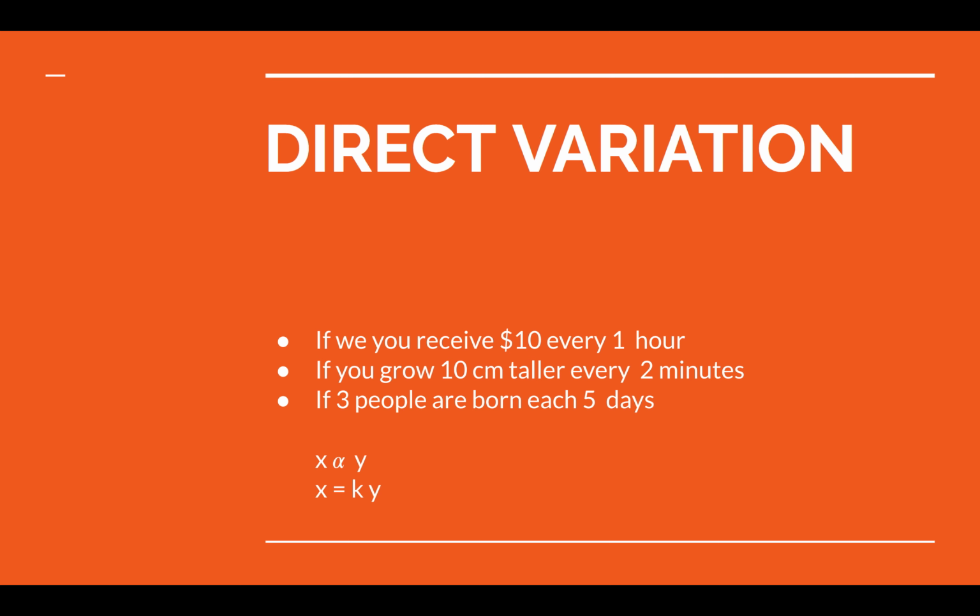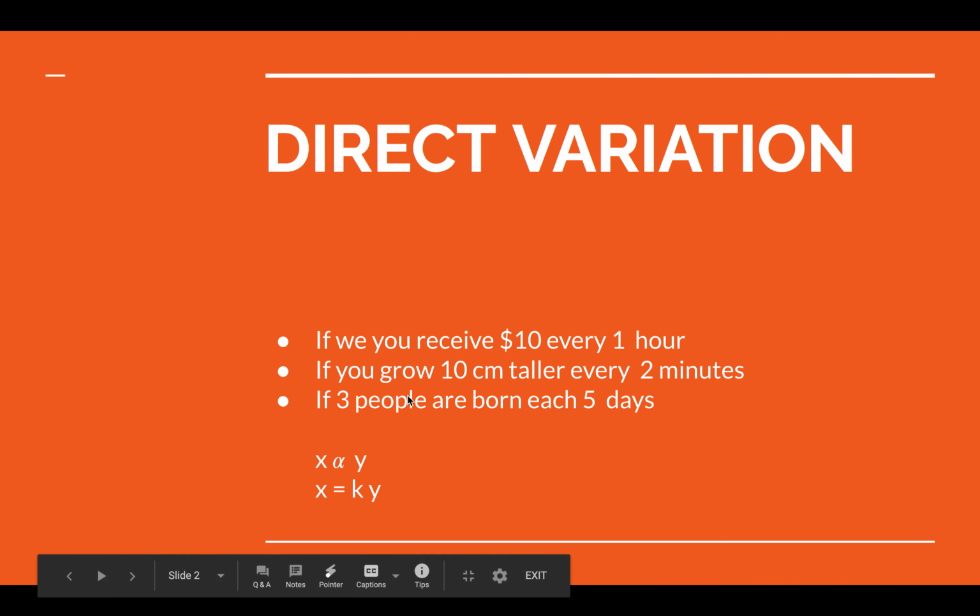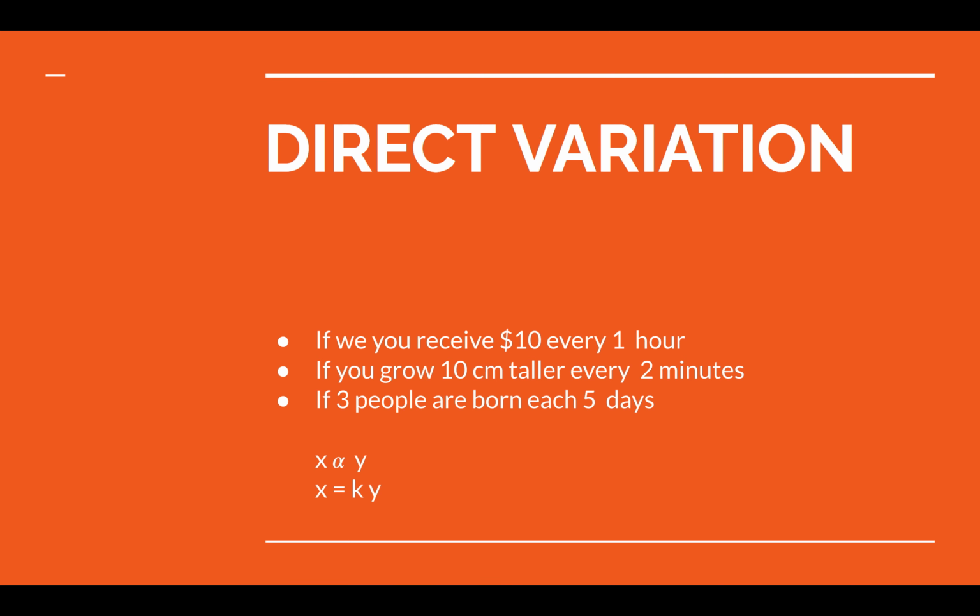And the last example we have: if 3 people are born each 5 days, we can tell that the population of a country is going to grow as the days pass by. So there are going to be 6 people after 10 days. There's going to be 9 people after 15 days. This is as a result of the relationship we have seen, that if 3 people are born every 5 days, people are increasing as days are passing.